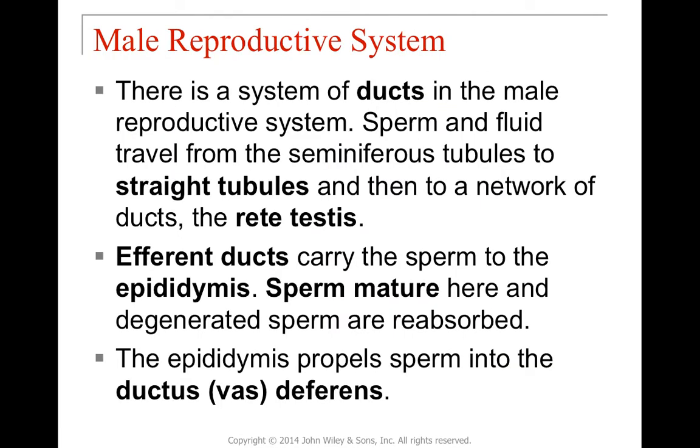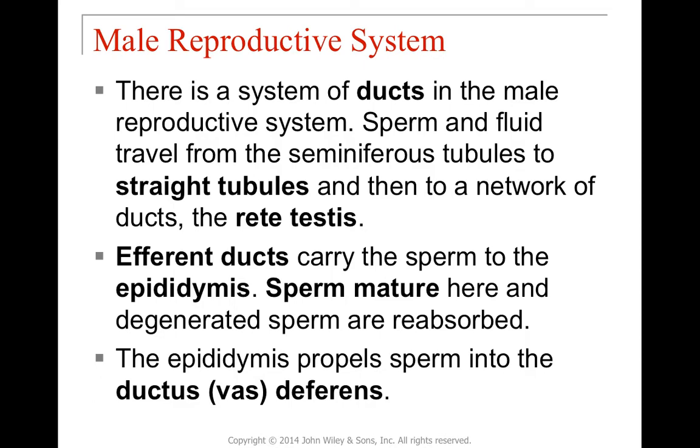Okay, so previously I mentioned that we have all these tubules and ducts, and the male reproductive system is actually just a series of tubes that are ways of transporting fluid and cells within that fluid, such as sperm, from one part to another. So sperm and fluid are going to travel from the seminiferous tubules to the straight tubules, and then into the rete testes. And from the rete testes, then they're going to go into the epididymis.